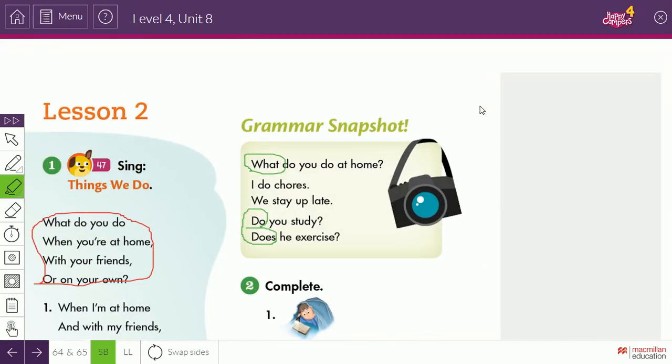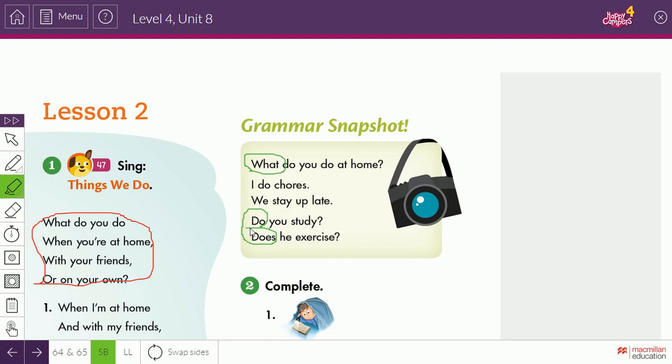In lesson 2, we saw the difference between WH questions and yes or no questions. We said that WH questions require a lot of details in the answer. For example, when I ask you, what do you do at home? I do chores. I stay up late. I study. I make the bed. I give details when I use WH questions. We call them WH questions because they start with WH. What? Why? When? These are WH questions.